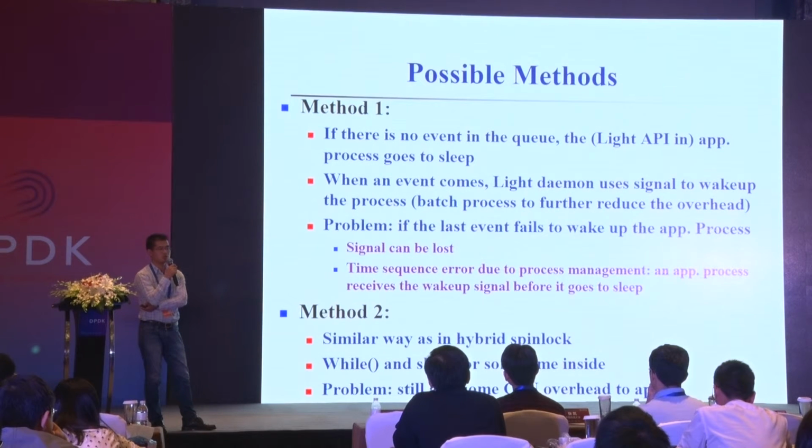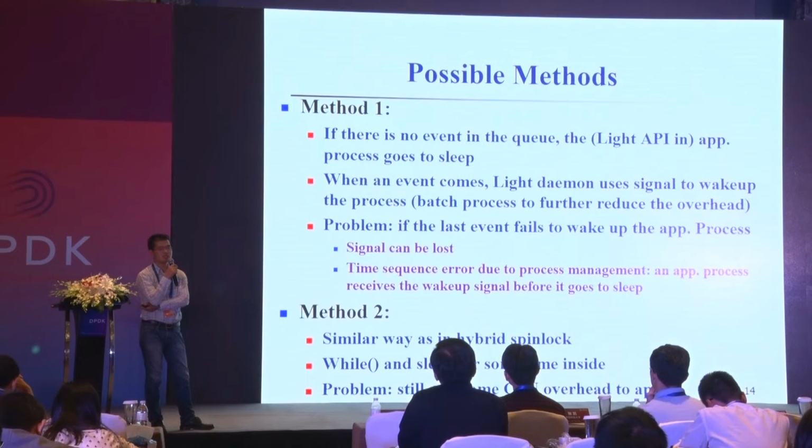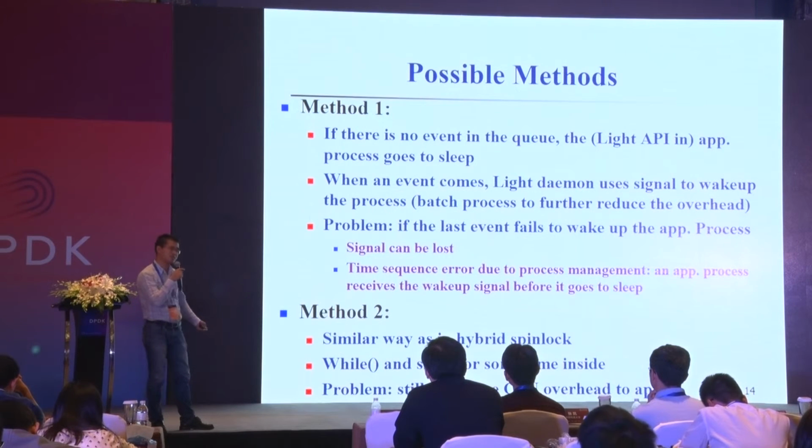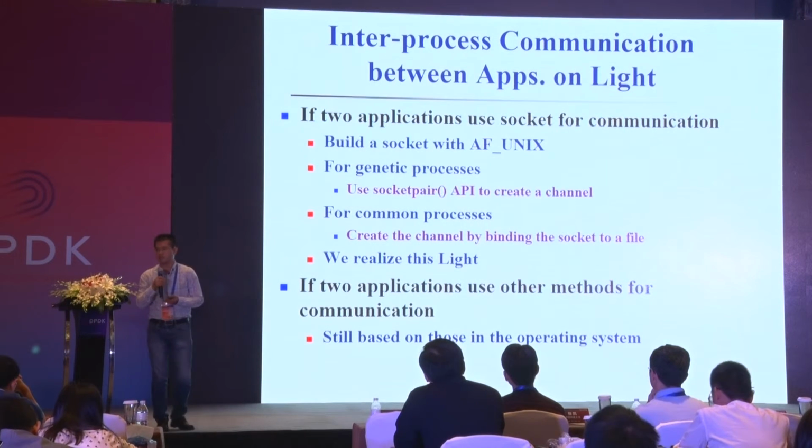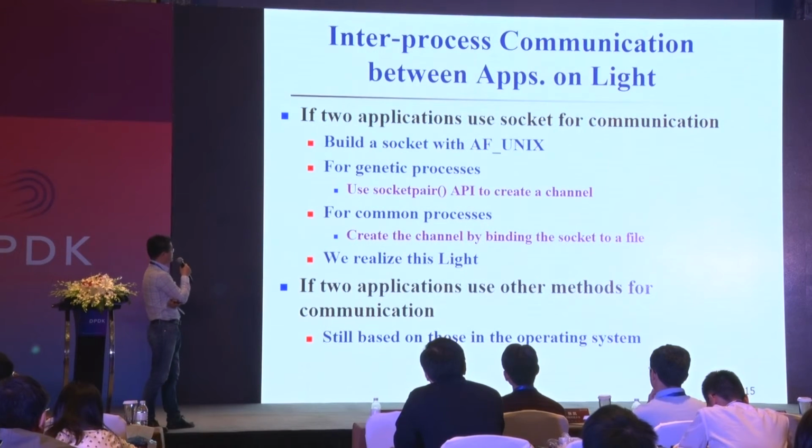It's not based on the kernel congestion. Rather, it is more like a hybrid spin lock. And for this approach, it can reduce the CPU usage. However, it still increases CPU overhead. These two options have their respective strengths and weaknesses. What we finally choose is this one.